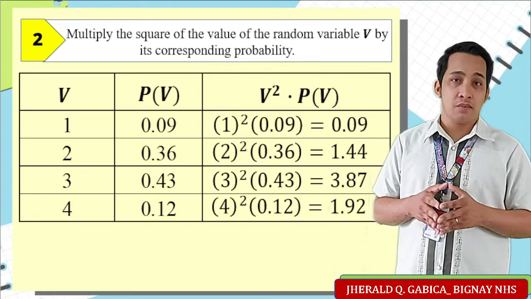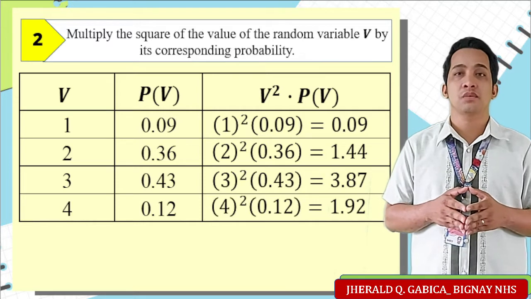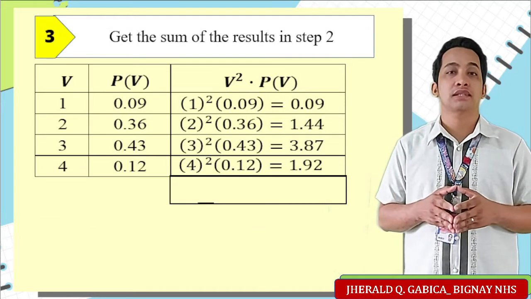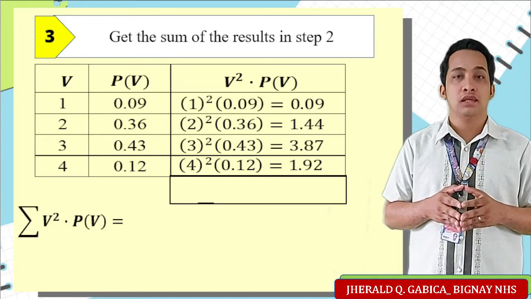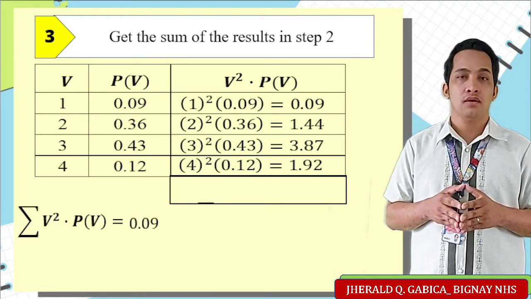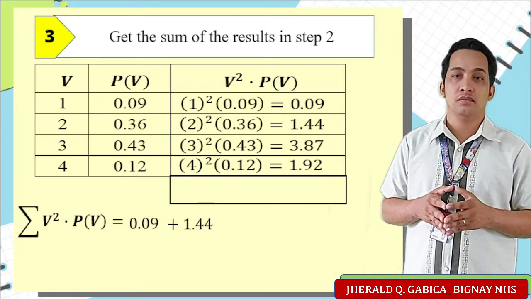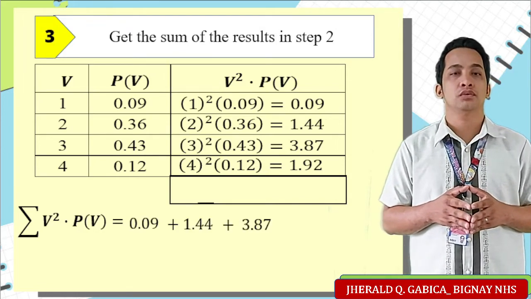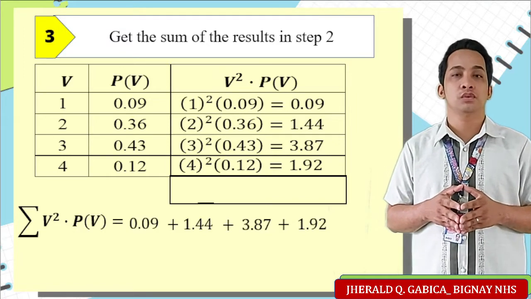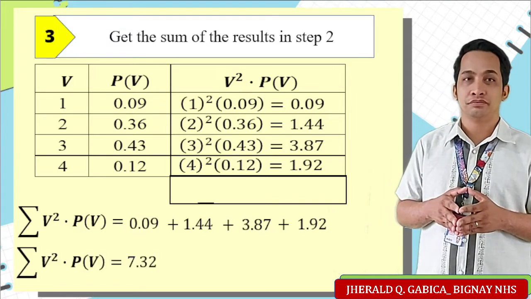For the third step, we just get the sum of the results in step number 2. We just have the summation V squared times P of V. That is 0.09 plus 1.44 plus 3.87 plus 1.92. So the summation V squared times P of V is equal to 7.32.